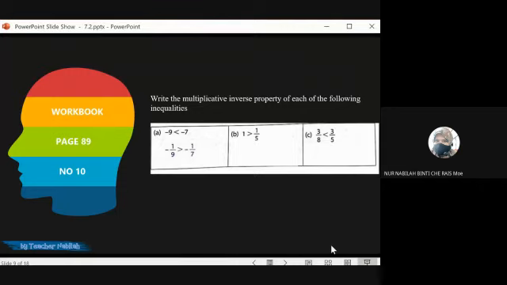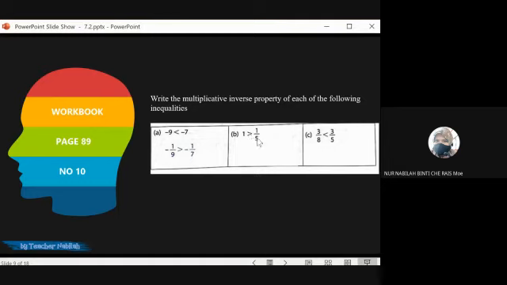And then B, 1 more than 1 over 5. So 1 over 1 is still 1, so you just write down 1. For 1 over 5, you overturn it and it will become 5 over 1. Okay, you overturn this one, it will become 5 over 1.